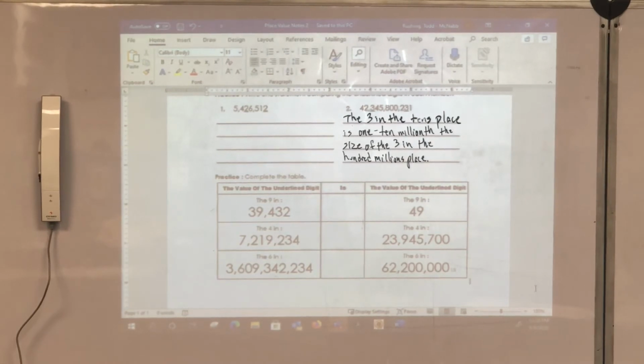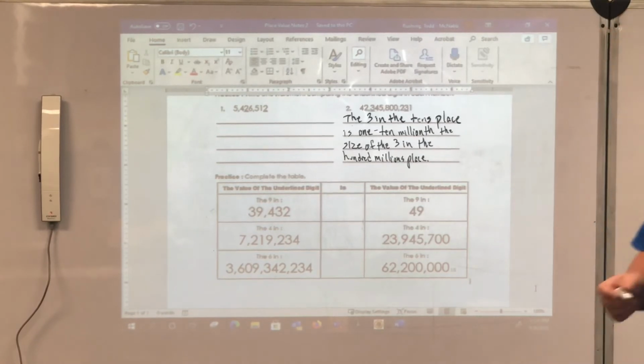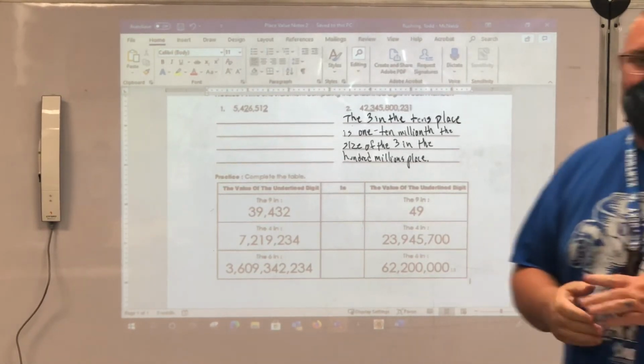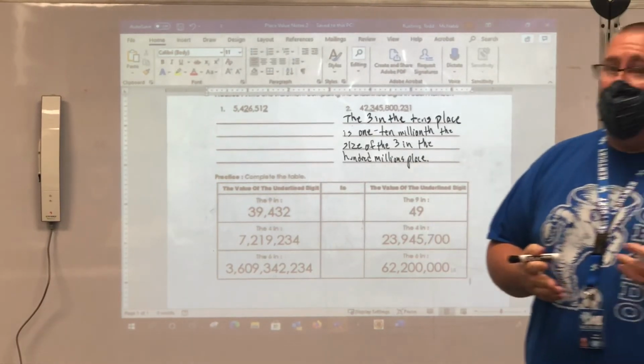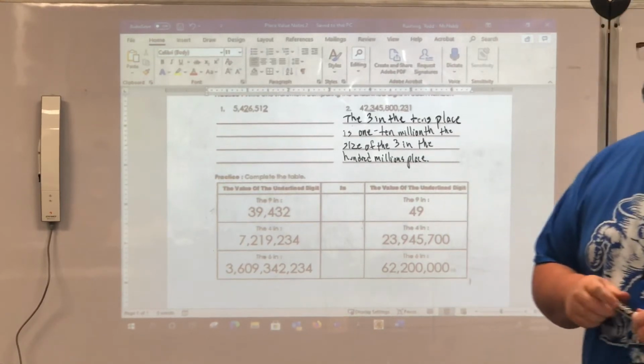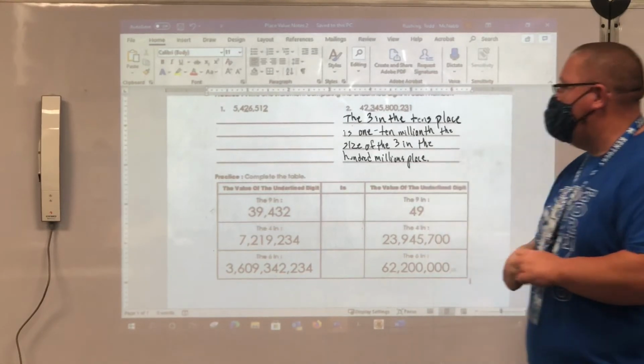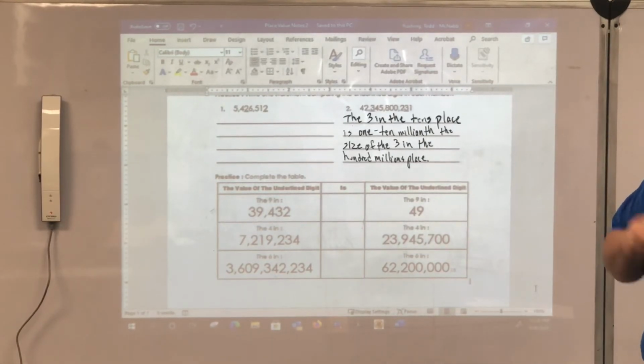So the 3 in the tens place is 1/10 millionth the size of the 3 in the 100 millions place. Right? That's a lot to soak in, for the fact that you really haven't been doing a whole lot of math since March. But the 3 in the tens place is 1/10 millionth the size of the 3 in the 100 millions place.